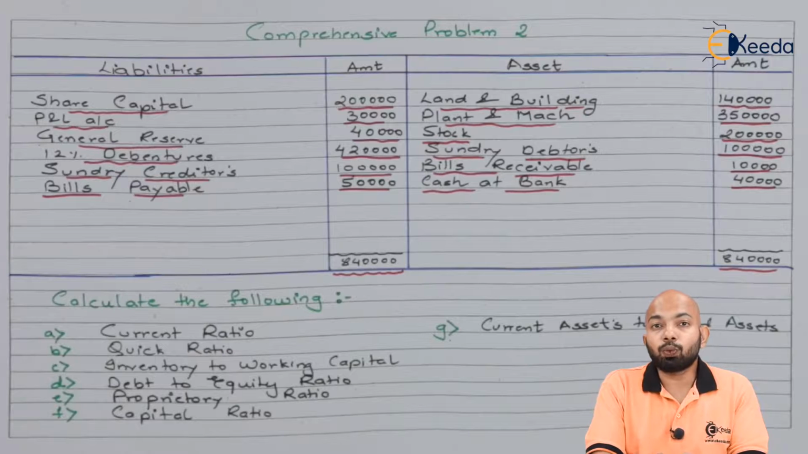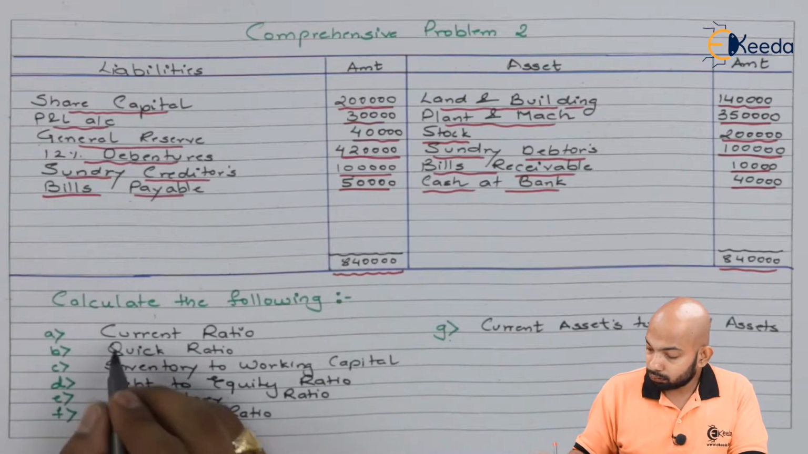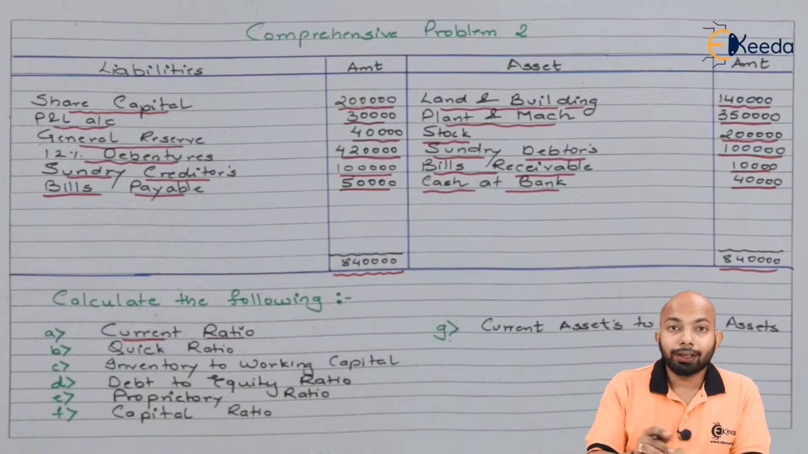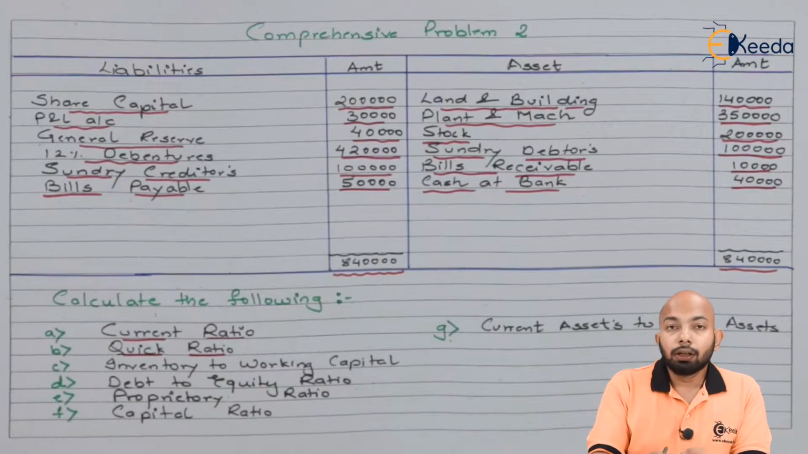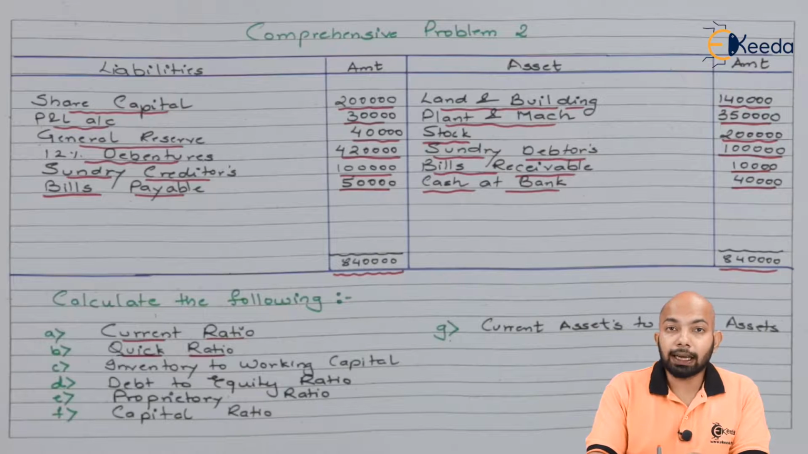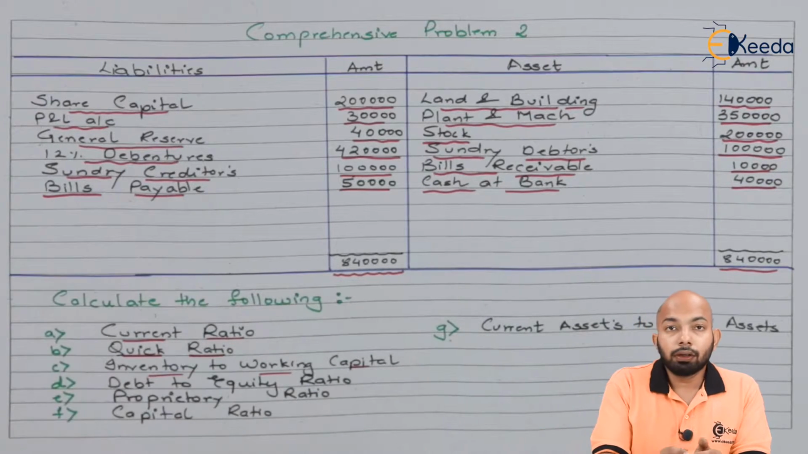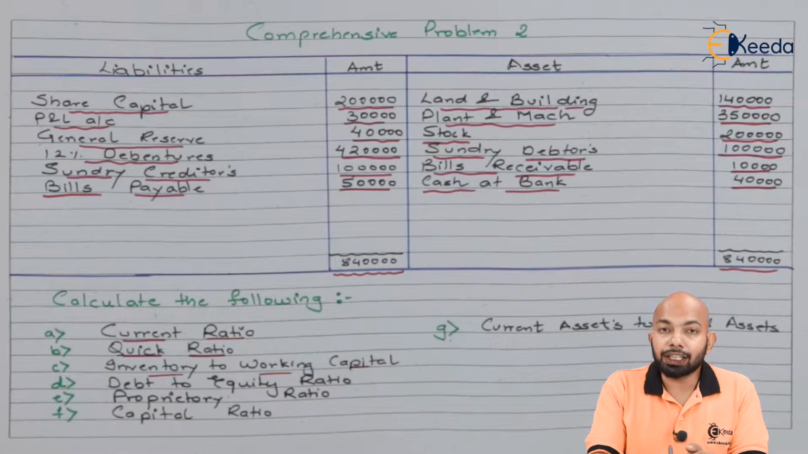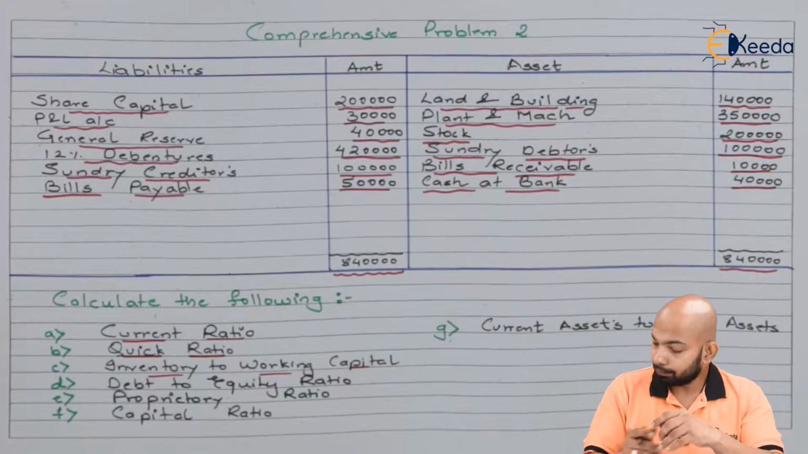Now the question arises what we have to find out here. The first ratio that we have to find out is the current ratio. Next is the quick ratio. Next is the inventory to working capital ratio, that is stock to working capital ratio. Next one would be debt to equity ratio, that means all the loans divided by equity.